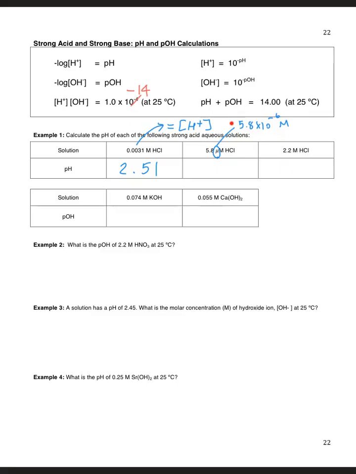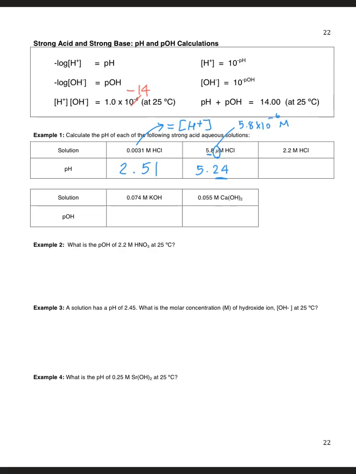log of the concentration of the proton, which is the same as the concentration of the strong acid, because strong acid dissociates 100%. When you take a negative log of 5.8 times 10 to the negative 6, you will get 5.24 as the pH for this solution. Again, two significant figures from the concentration become two decimal places in the pH value. Please note that the solution we are looking at right now is an acidic solution. That means the pH value should come out to be less than 7, which makes sense.